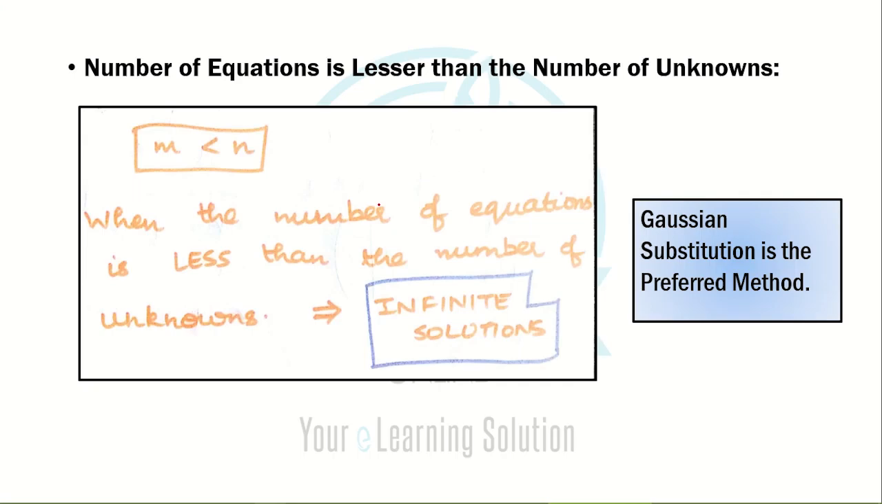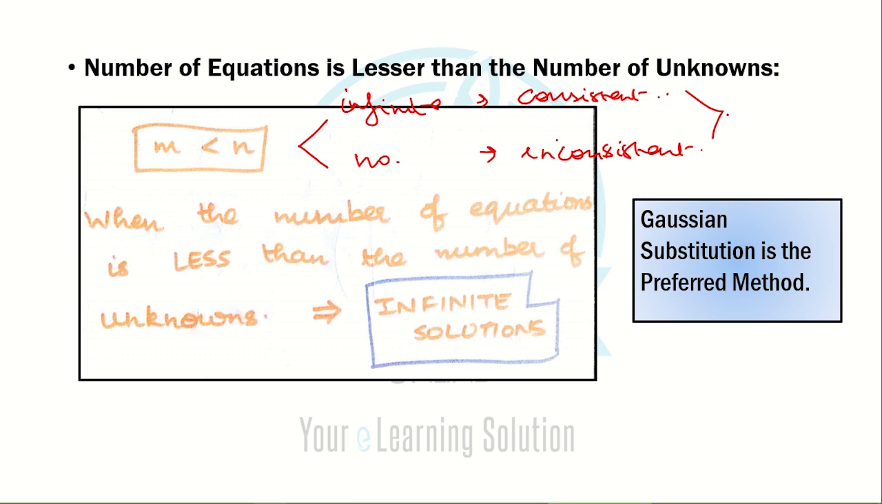Okay, so when m is less than n, there are two types of solutions which are possible. One is the infinite solution scenario, and the other is the no solution scenario. The infinite solution scenario is the consistent system of equations, and the no solution case is the inconsistent system of equations. Consistency essentially has to do with the existence of a solution. If a solution exists, then it is a consistent system. If a solution does not exist, it's an inconsistent system, period.